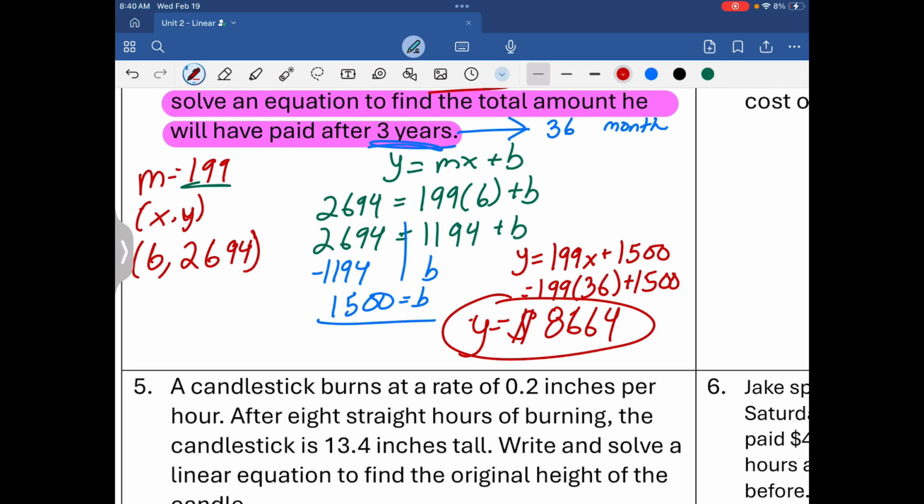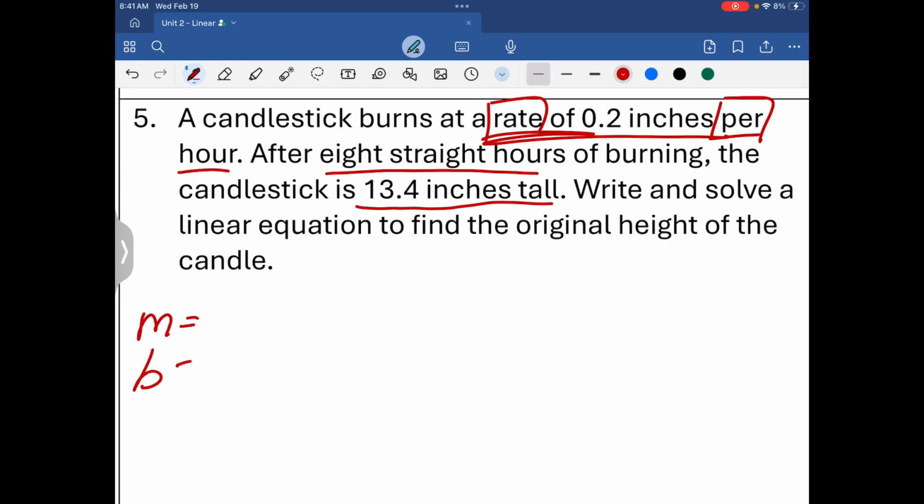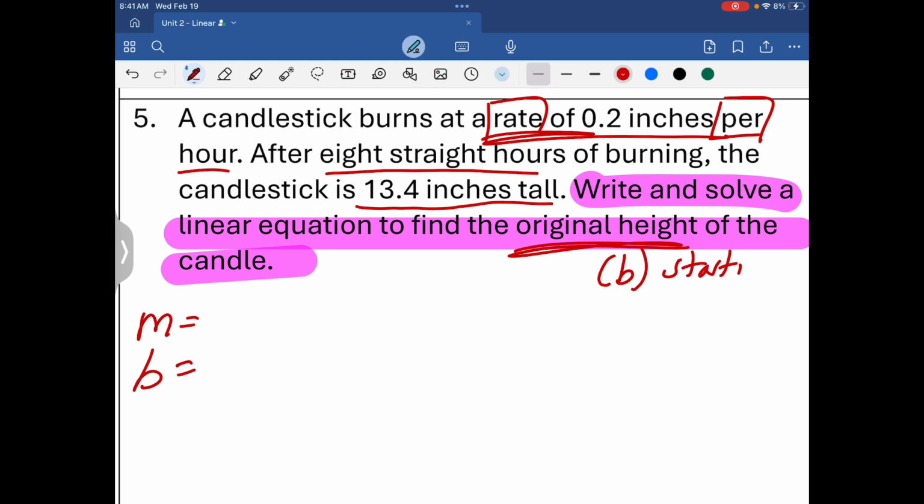Okay, so let's go to the last one I'm going to do right here. Number 5. It says a candlestick burns at a rate, okay, it tells us our rate right there, of 0.2 inches per hour. After 8 straight hours of burning, the candlestick is 13.4 inches tall. Write and solve a linear equation to find the original height of the candle. Okay, our M, our B, highlight the question. So we want to find the original height. So that honestly means, hey, we are looking for the B, the starting amount.